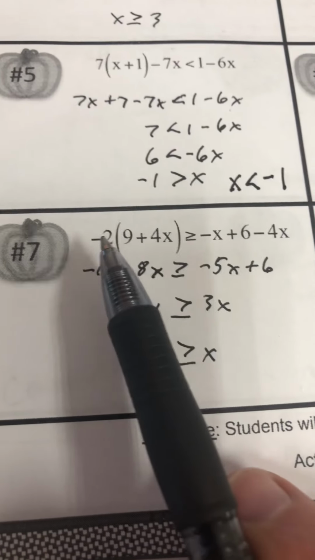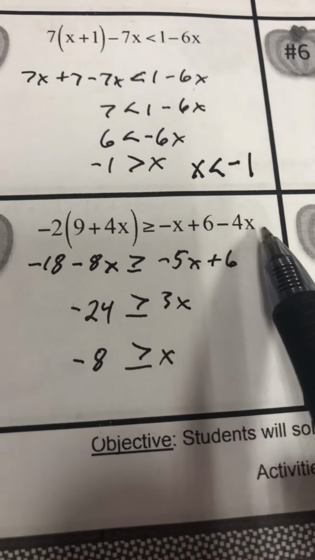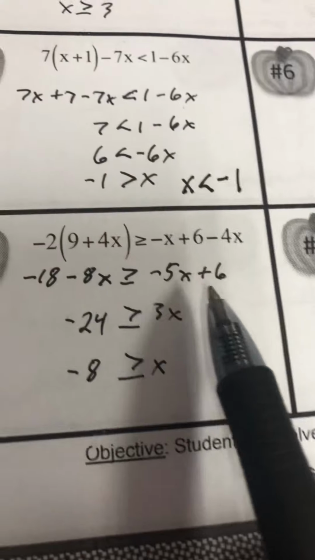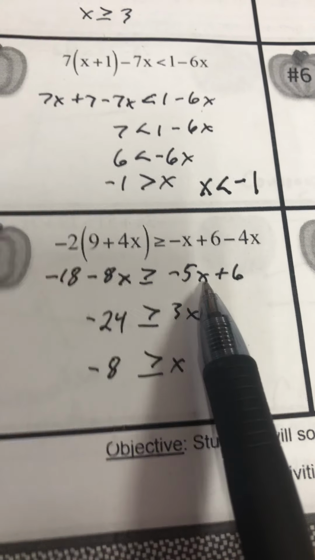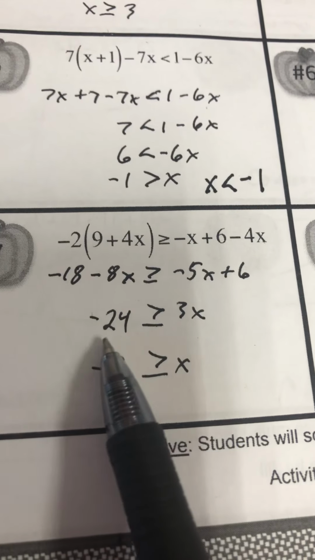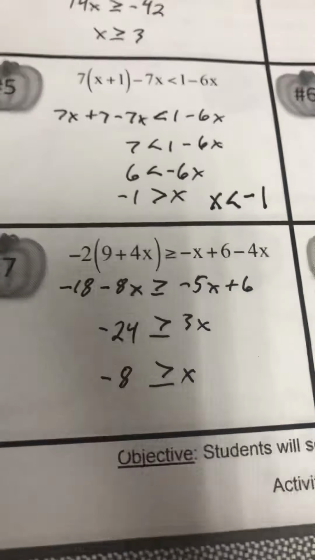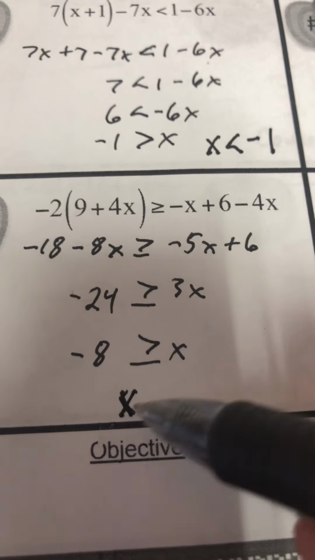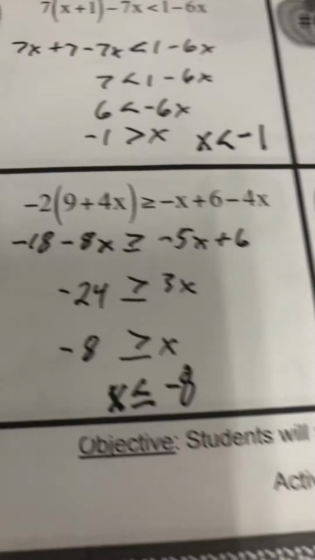And then number 7, distributive property carried out okay. Negative 4x and negative x is negative 5x, combining like terms. What did I do? I added 8x to both sides. And then I subtracted 6 from both sides. And then I divided both sides by 3. I didn't have to flip it because it wasn't a negative 3. And if I want to write with the x first, it would look like this. X is less than or equal to negative 8. Okay, hopefully that helps you out, and good luck.